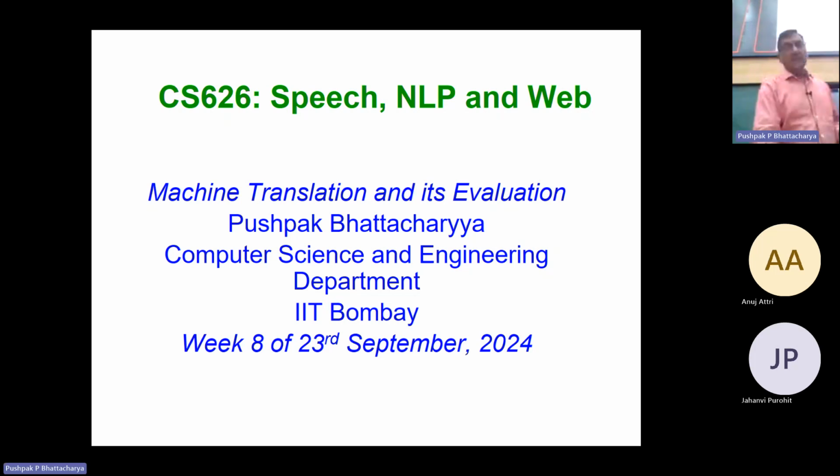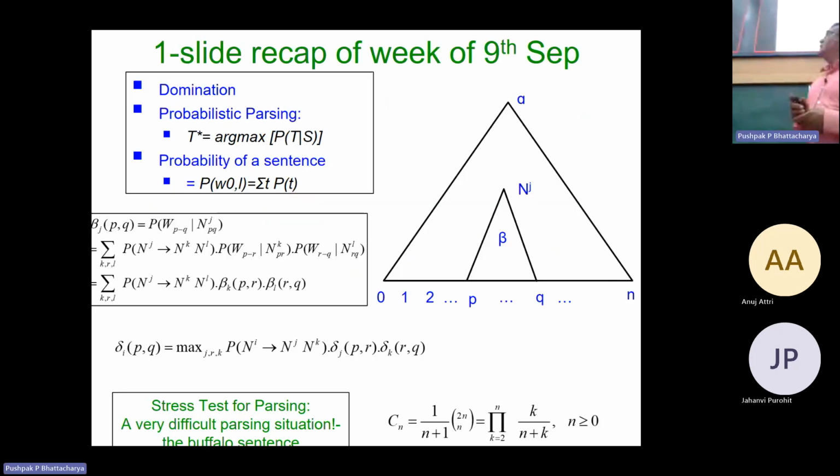Okay, let's proceed. Now, as our convention is, we do a one-slide recap of the week that went by. Of course, the week before was the mid-sem week, and today we'll have a look at the model answer to the questions. I'm a bit worried that the class average out of 40 is 4.